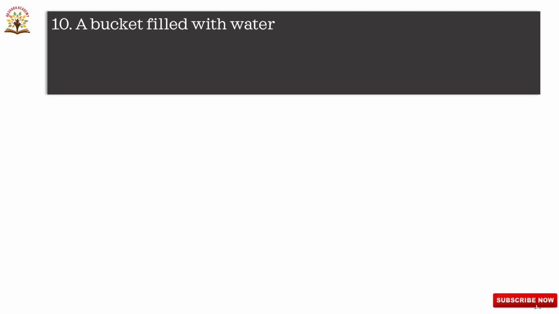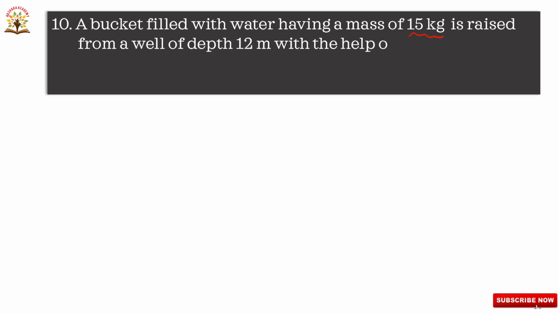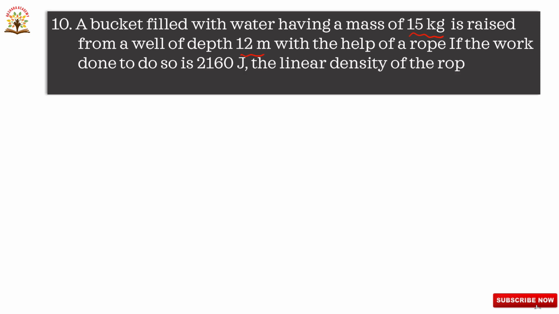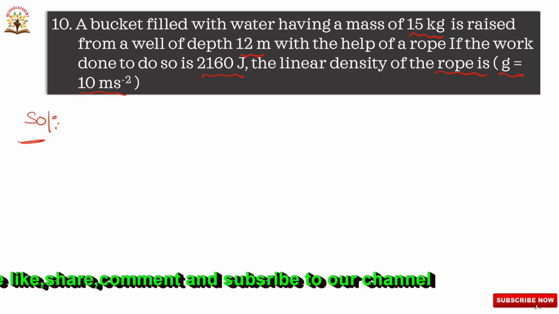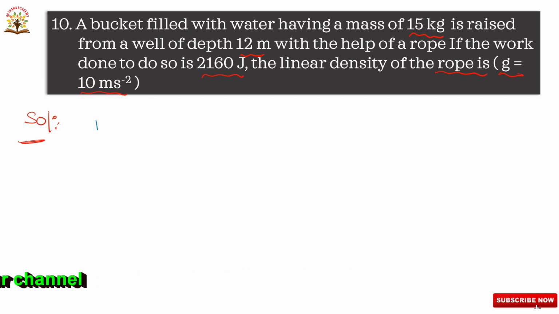A bucket filled with water having a mass of 15 kg is raised from a well of depth 12 meters with the help of a rope. If the work done to do so is 2160 joules, the linear density of the rope is? Here the given g is equal to 10 meters per second square. Now let us go to the solution. Given m is equal to 15 kilogram and L is equal to 12 meters.